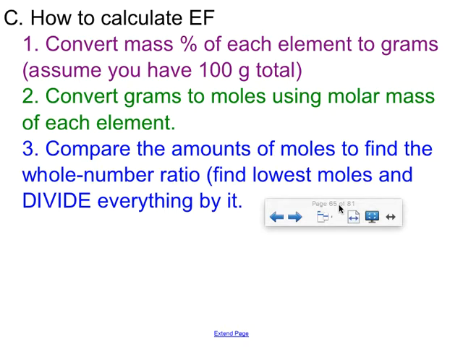Okay. Step number 2 is you're going to convert grams to moles by using the molar mass of that element. So you're going to take your grams that you're assuming that you have, and you're going to divide it by the molar mass. And then you're going to compare the amounts of moles to find a whole number ratio. Basically, you're going to find the lowest number of moles and divide everything else by that number.